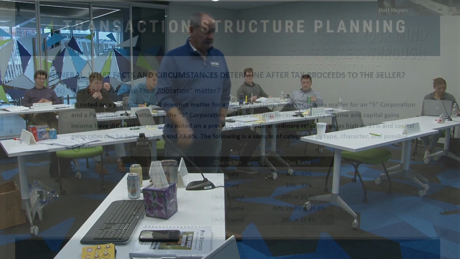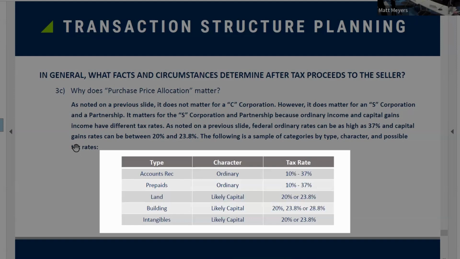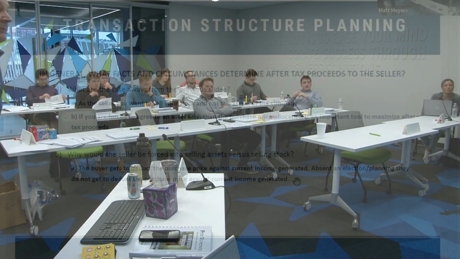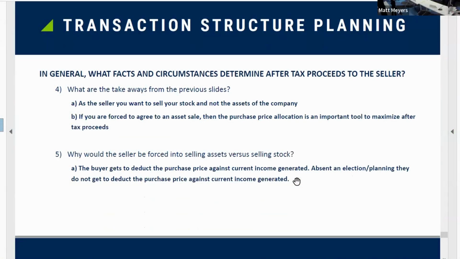Okay, so intangibles, 20 or 23.8%. Okay, in general, what facts and circumstances determine the after-tax proceeds? What are the takeaways from the previous slides?